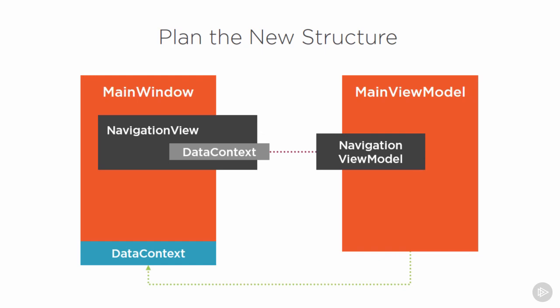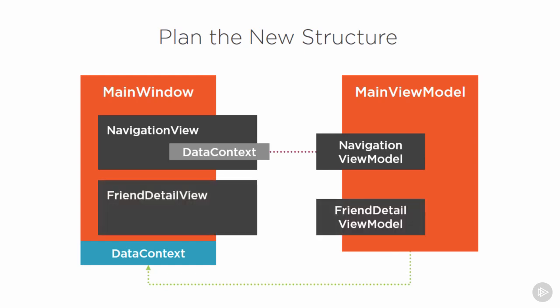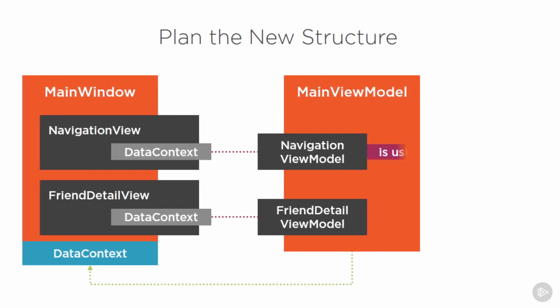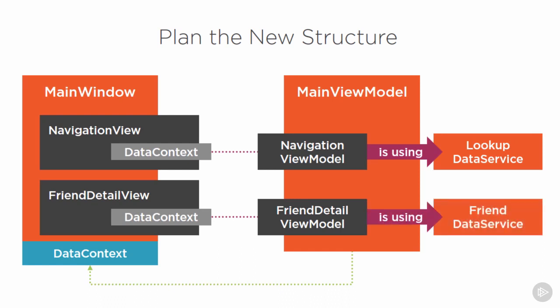For the details, we will do exactly the same. We will create a friend detail view model property in the main view model, and we will have a friend detail view that is bound to the friend detail view model property. When it comes to data loading, the navigation view model will use a lookup data service to load the friends. As mentioned in the previous clip, this lookup data service will return lightweight objects that have just an ID and a display member property. The friend detail view model will use the friend data service.